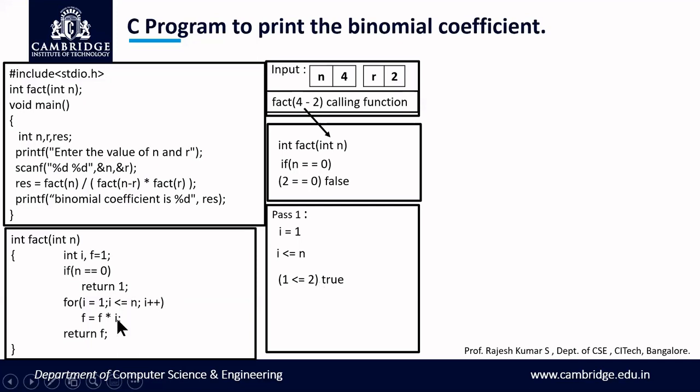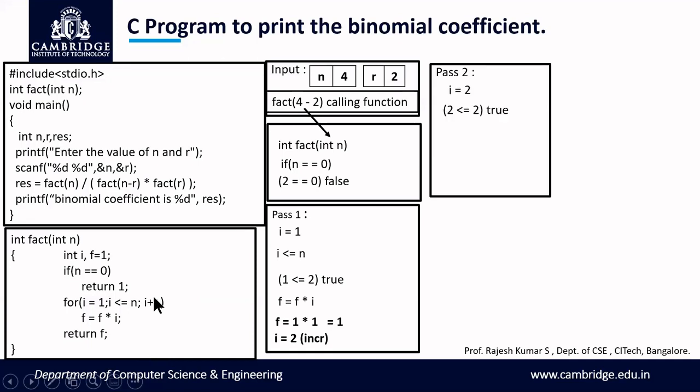Then we are finding the fact. f is equal to f into i. What is the f value? We know the initial f value is 1 and the i value is initialized to 1. So 1 into 1 is 1. i gets incremented. i will become 2. When i becomes 2, again the looping will take place.